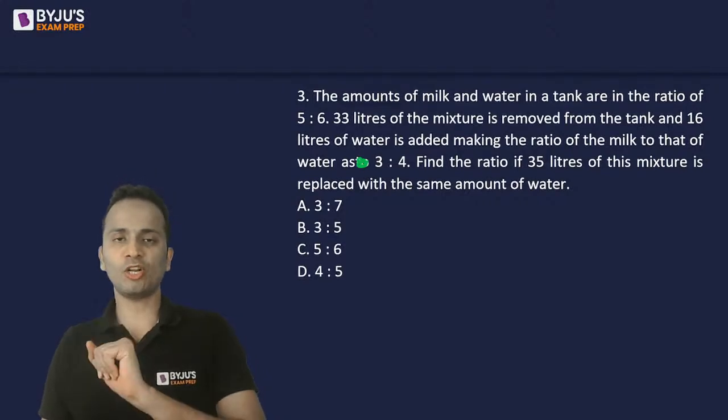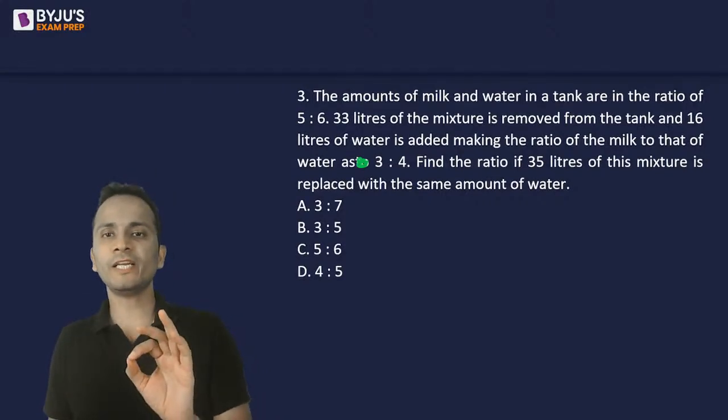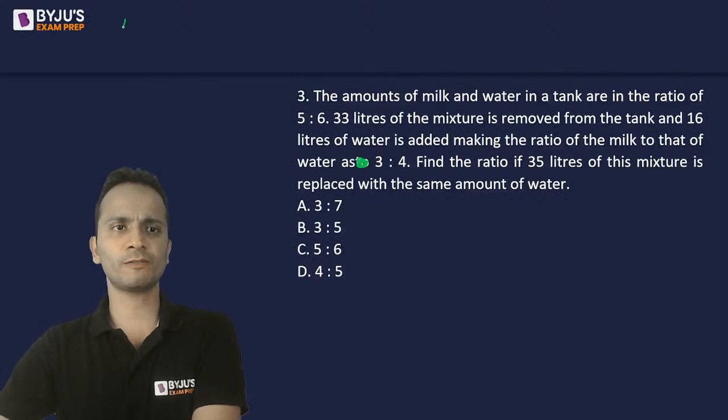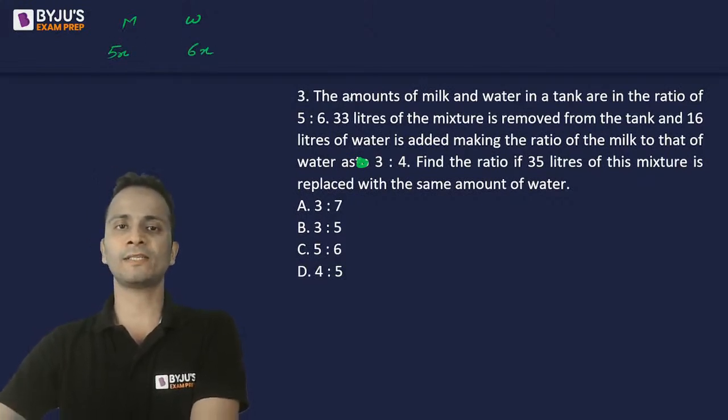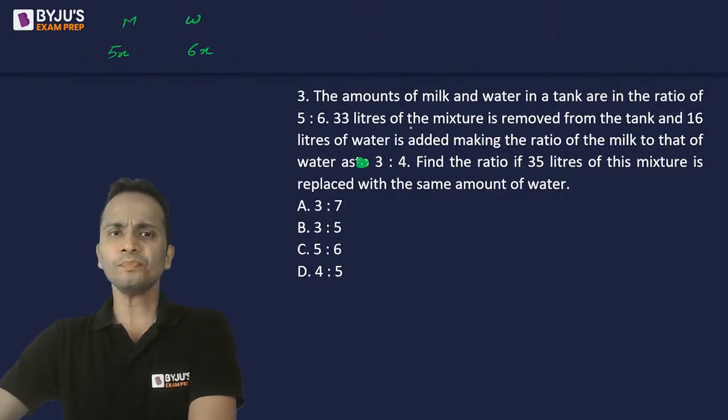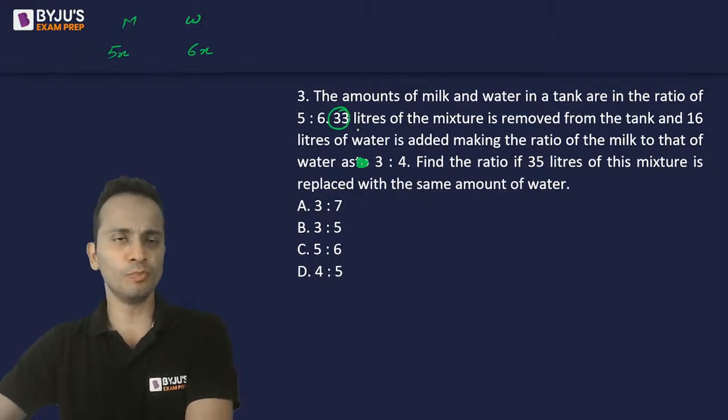All right, let's start solving this. Originally, the ratio of milk and water is 5 is to 6. So milk, water, look at the top left. I'm assuming the original quantity of milk as 5x and water as 6x. Now from this mixture, 33 liters is removed.